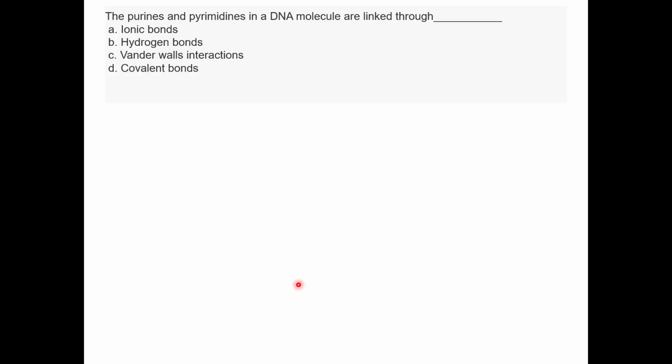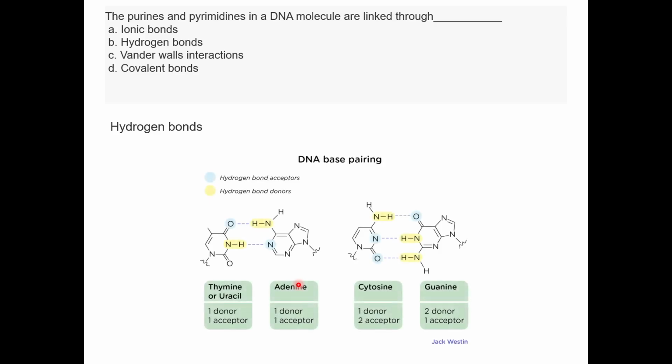So next is, the purines and pyrimidines in a DNA molecule are linked through what type of bond? We have already discussed this. It is hydrogen bonds. You can see that the purines and the pyrimidines are attached to each other by hydrogen bonds. Adenine binds to thymine in case of DNA and uracil in case of RNA. In the same way, guanine binds to cytosine in case of both DNA and RNA.